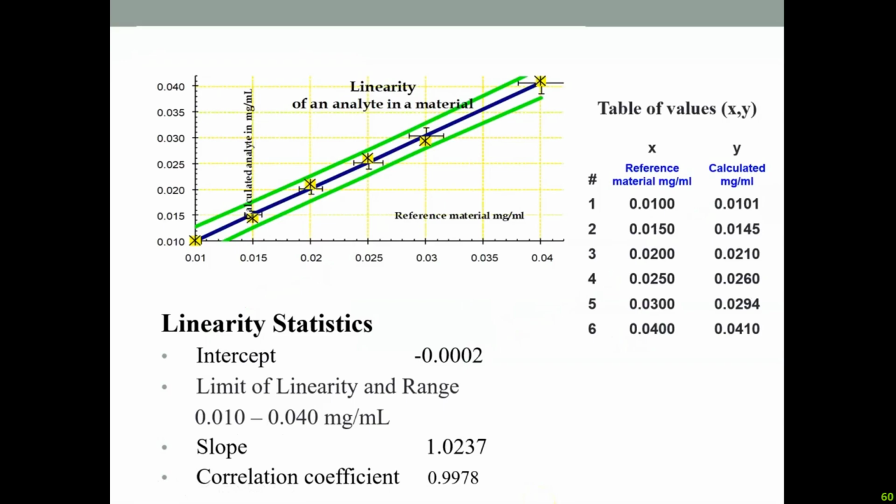This is a typical plot for linearity. Our table here is giving our results. So what we're plotting on our y-axis is the material that we weighed out, our reference material, and on the x-axis we're plotting the results that we received from our instrument. Our green lines here give us a 95% interval for our results, and we've calculated what our intercept is, our limit of linearity and range, the slope of our line, and our correlation coefficient.